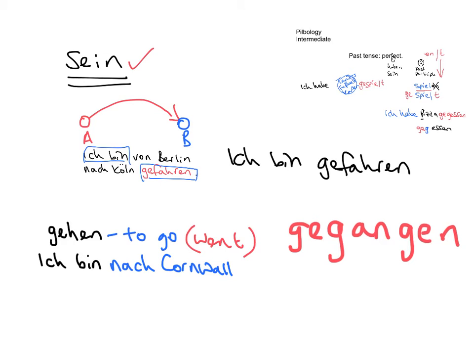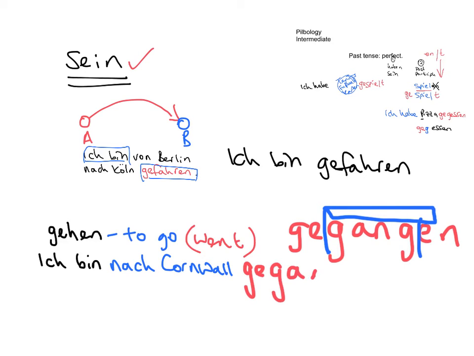gegangen. Think of a gang of people going somewhere. There's a gang of youths walking down the street. There's a gang of people walking down the street. A gang of people went down the street. So, ich bin nach Cornwall gegangen. I went to Cornwall.